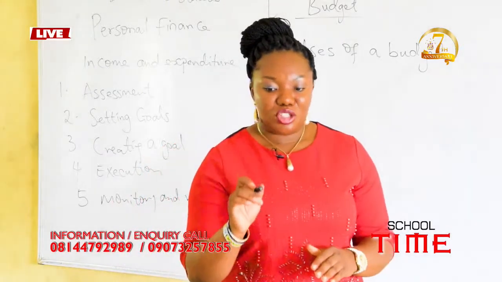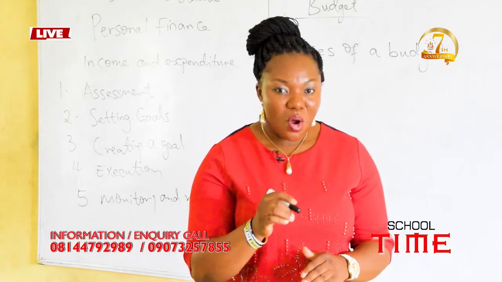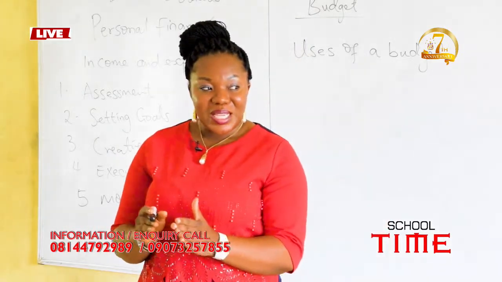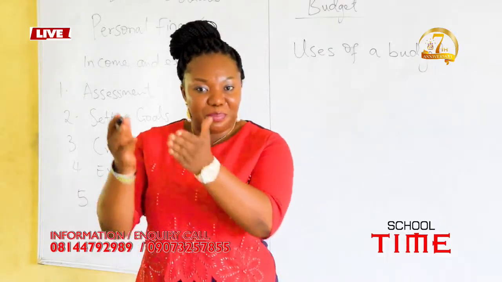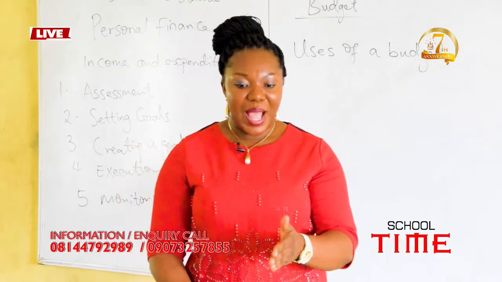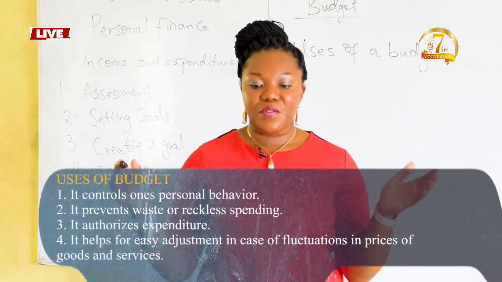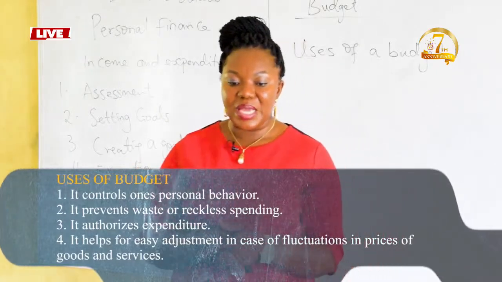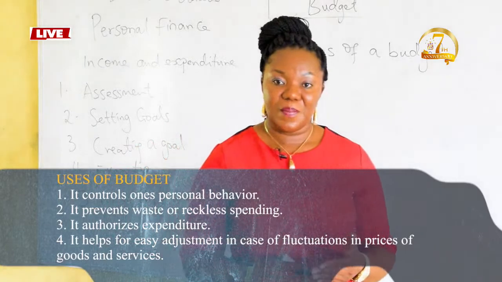So you see, it authorizes expenditure. So with that act of checking her list, she's trying to tell you that she does not have the authority to buy you the shoes, but the budget has the authority. Is that clear? Now we have the fourth use of budget. It helps for easy adjustments in case of fluctuation in prices of goods and services.